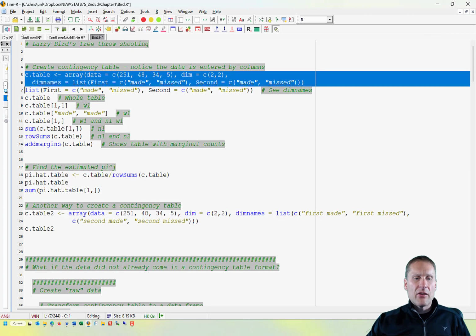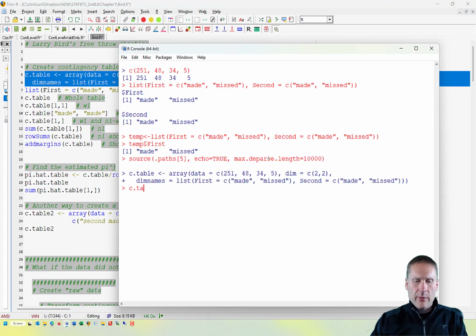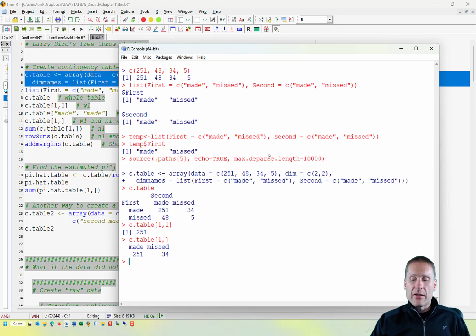So let me go ahead and execute this segment of code here. And if I type c.table, there's our contingency table. I can do a variety of different things with this table. So if I say c.table[1,1], what this tells R is I want row 1, column 1. I want that numerical value. If I said c.table and I remove the column designation, I get just the row. And similarly, here's how I can get just the column itself.